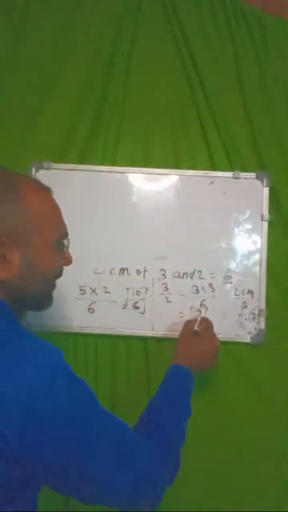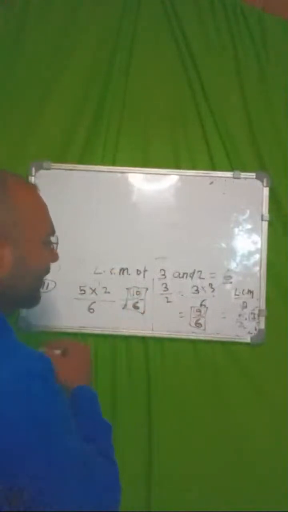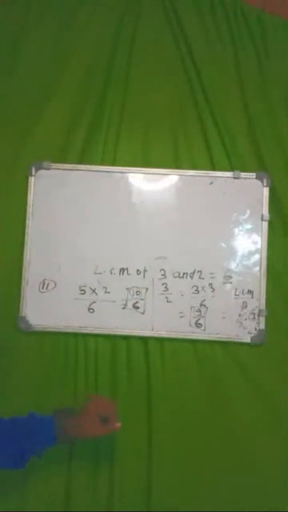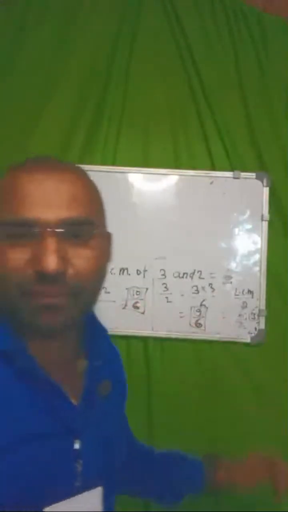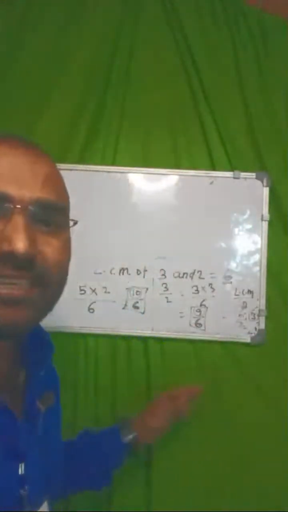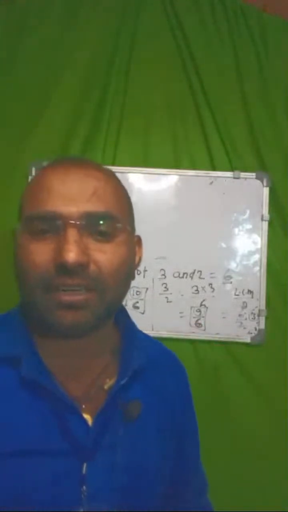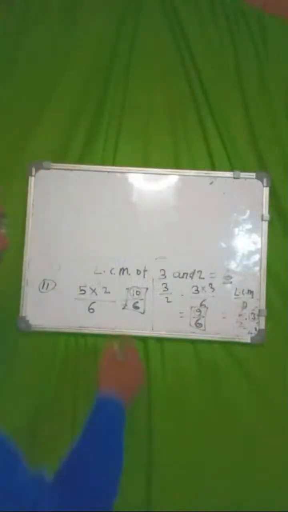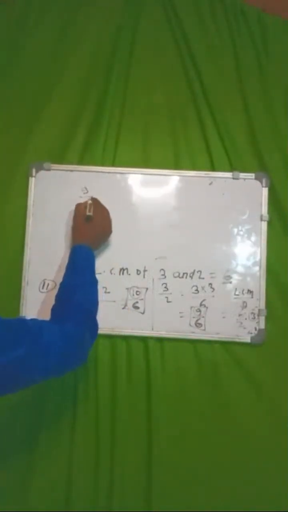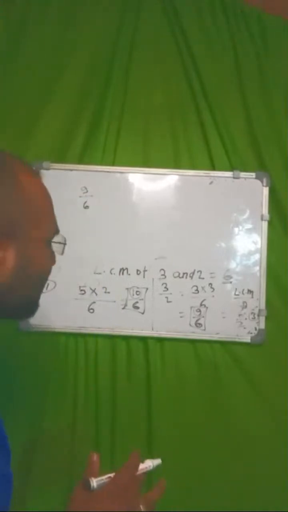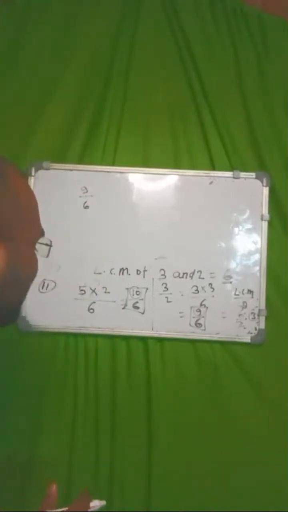What's the numerator here? 9. What's the numerator here? 10. So obviously, which one is the smaller fraction? Tell me faster. Let's see who can tell me the answer faster. Which one is the smaller fraction, or which one is the smaller rational number? 9. Okay, good. Yes, the smaller rational number is 9 divided by 6.